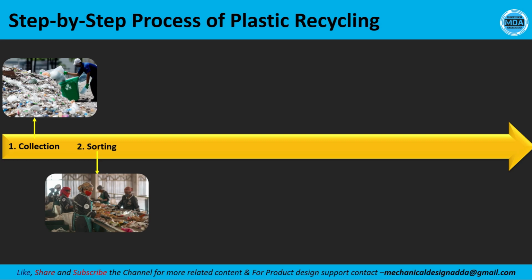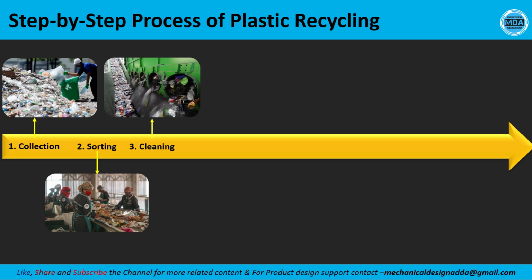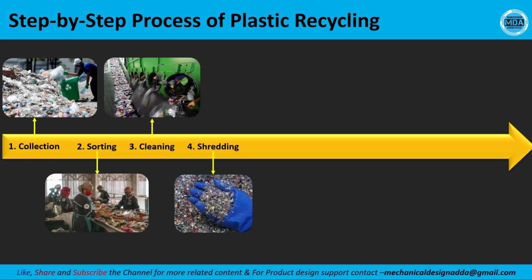In the industry we are sorting the plastics. For sorting, we use manual methods or robotics. Then we clean the complete sorted plastics, and after the cleaning we dry them and shred the plastics into small pieces.